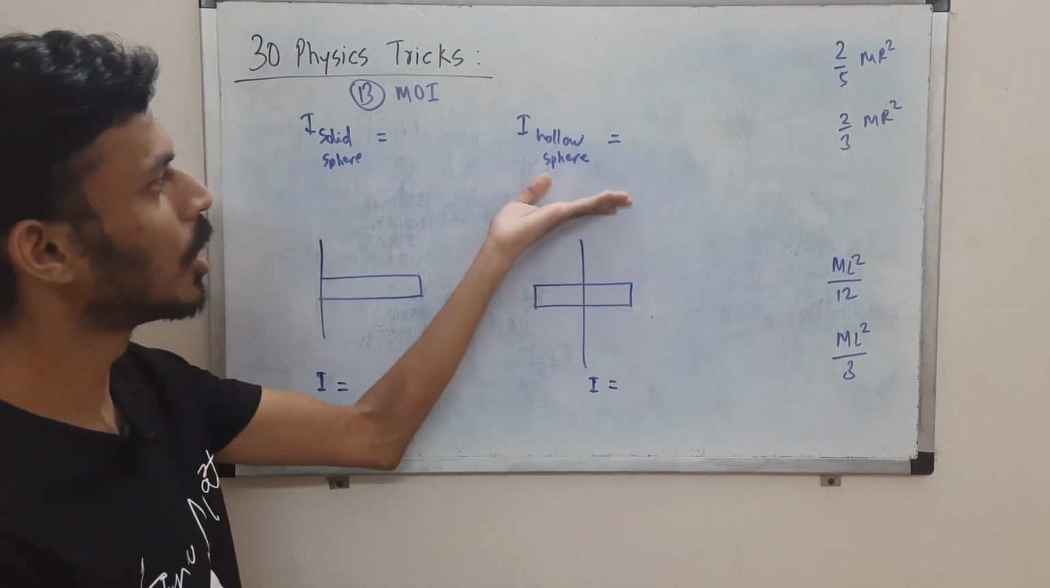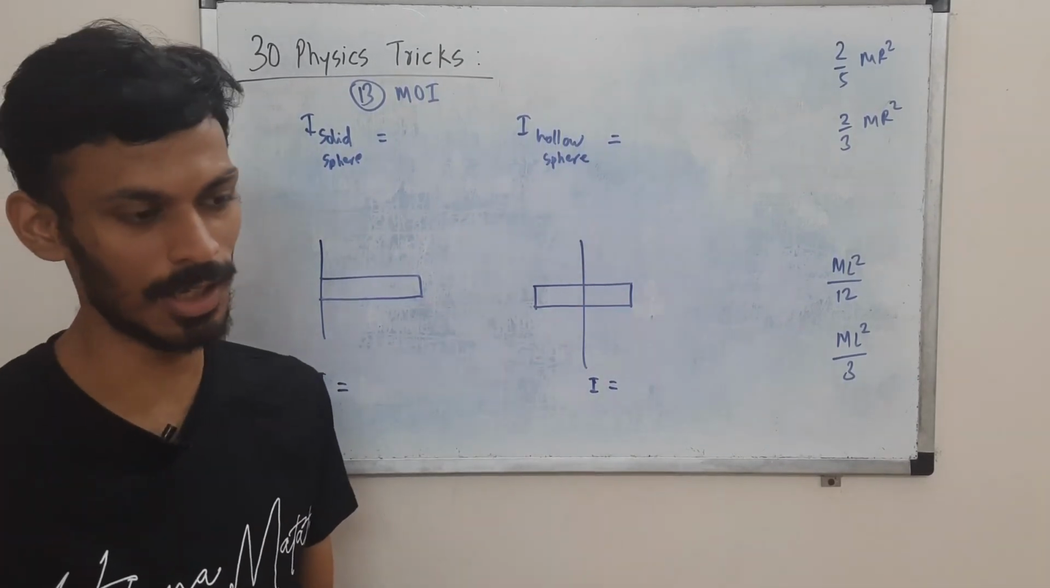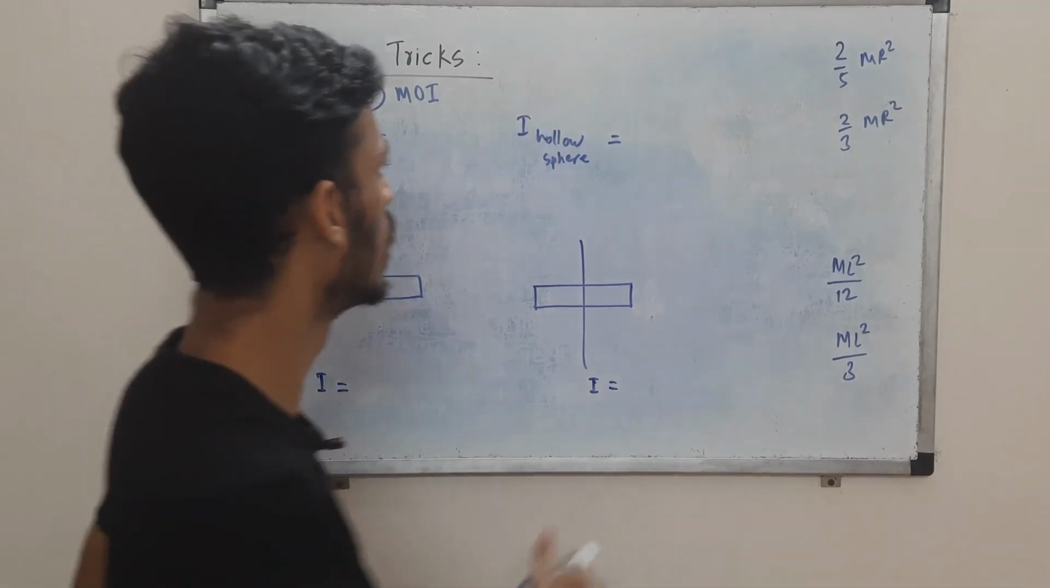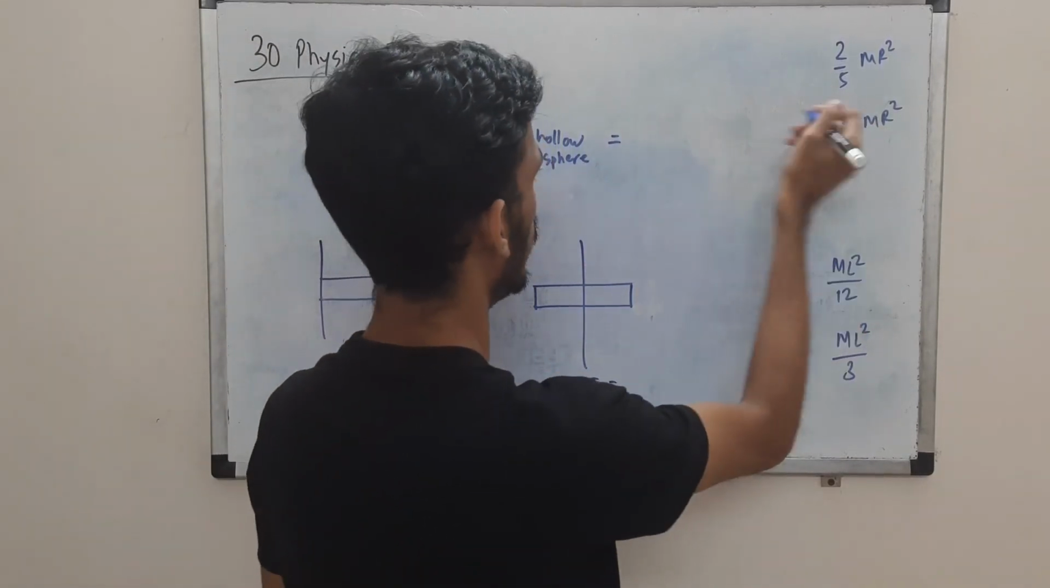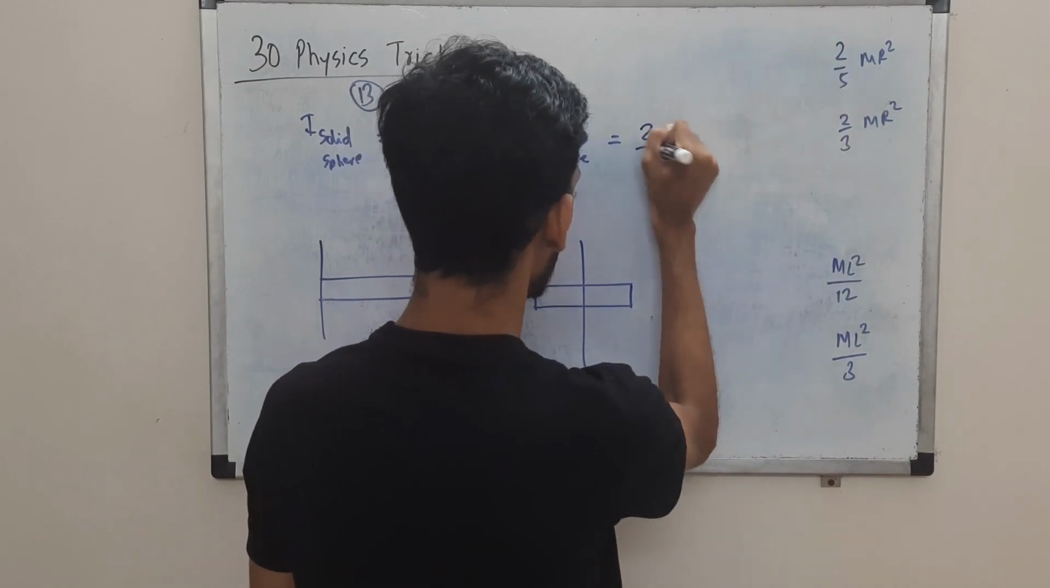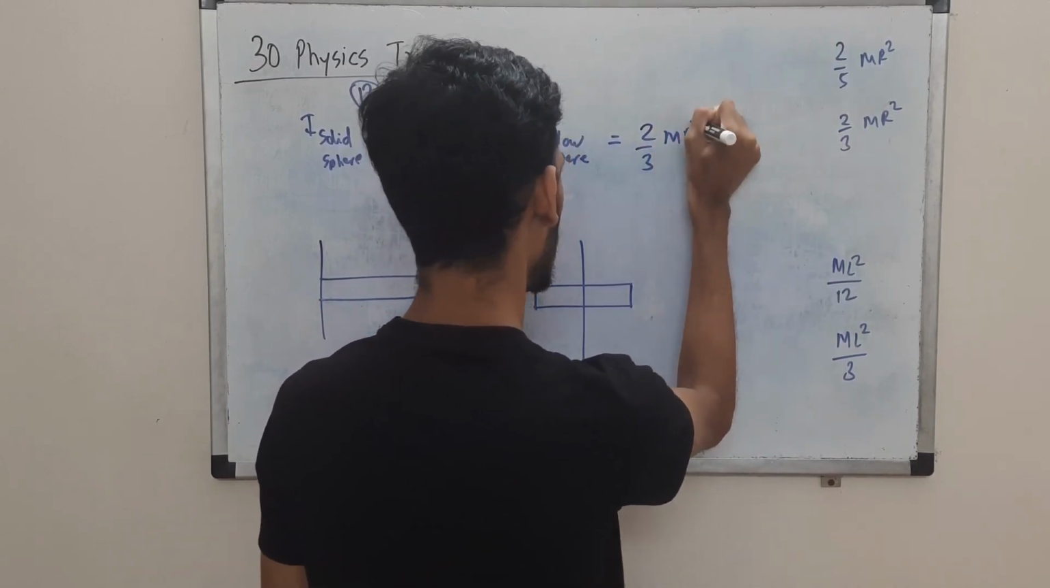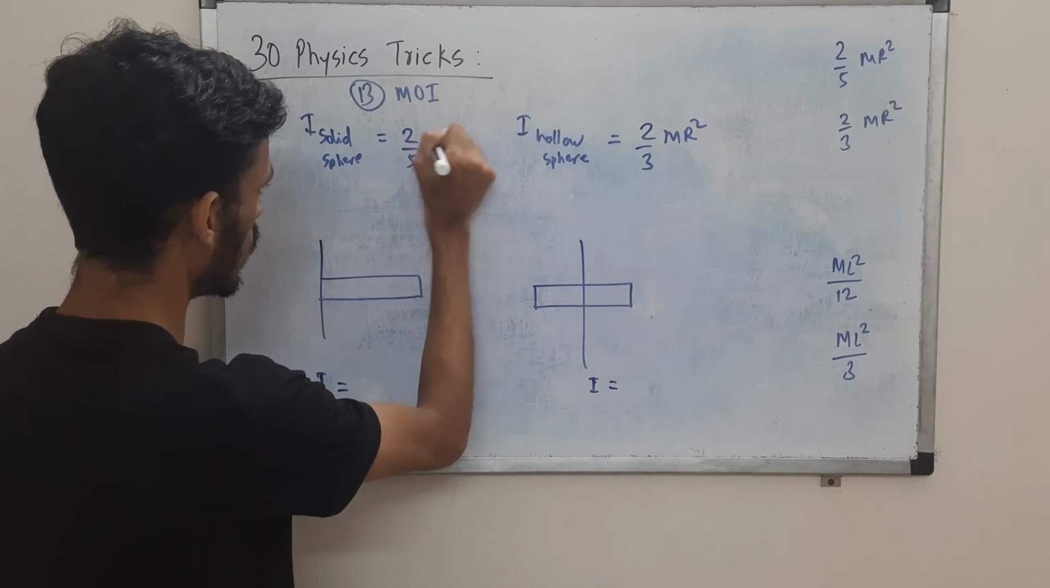Okay, so this one should have higher moment of inertia, right? Because it's difficult to rotate basically. So this one will have higher moment of inertia, which is 2/3, right? 2/3 is bigger than 2/5. So 2/3 mr square is for this one, and 2/5 is for this one.